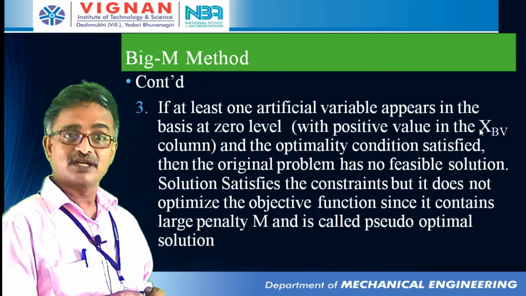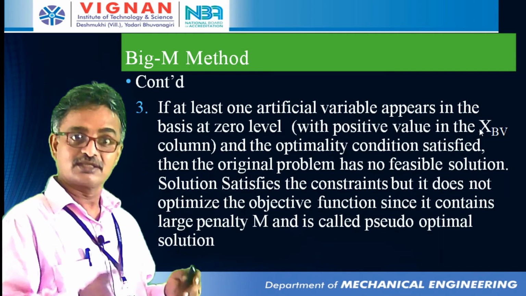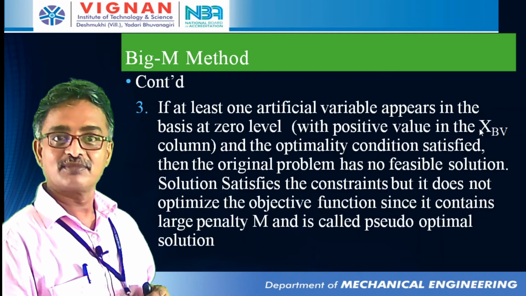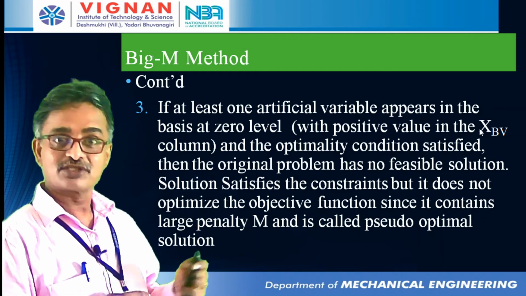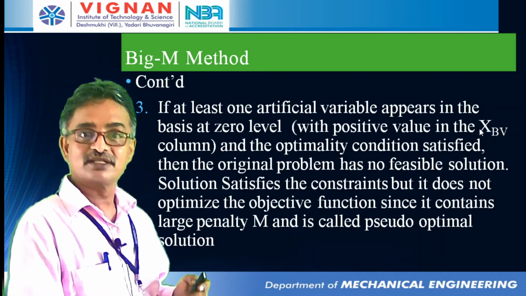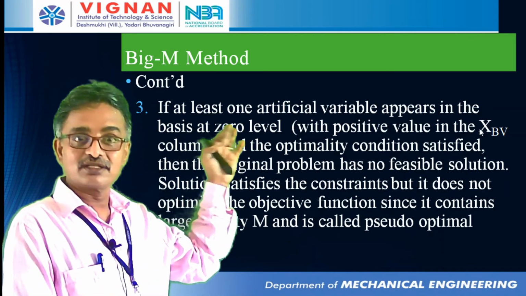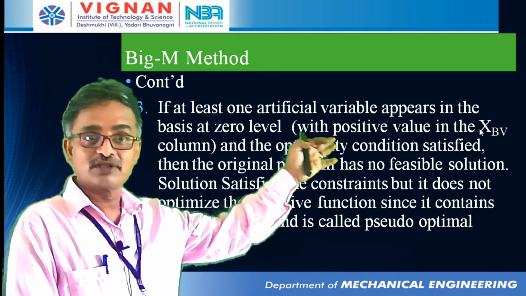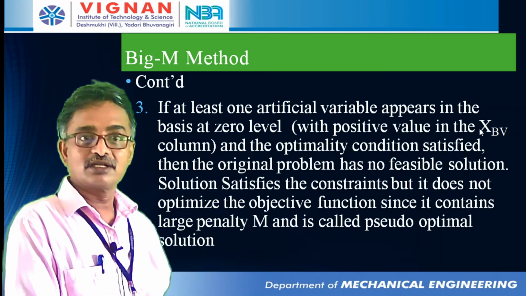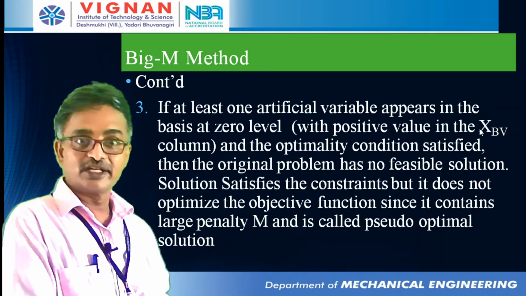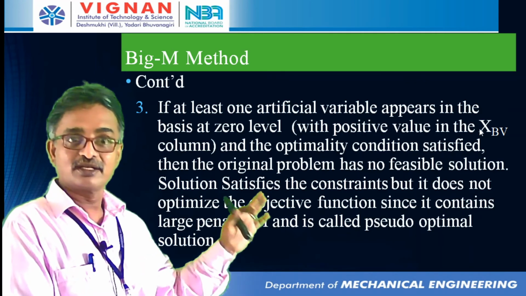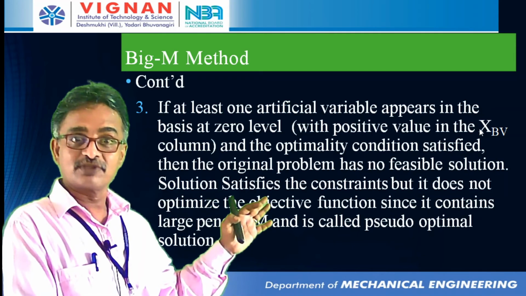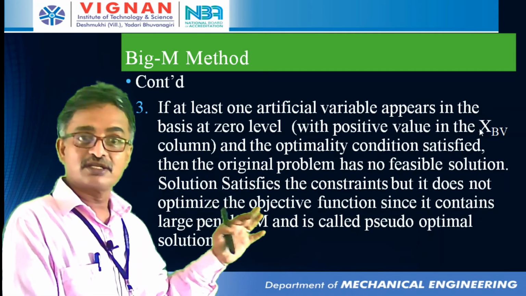Third, if at least one artificial variable appears in the basis with a positive value in the xBV column, not at 0 level, and the optimality condition is satisfied with all the index row positive, then the problem has no feasible solution. It is a solution, but it is called a pseudo optimal solution.